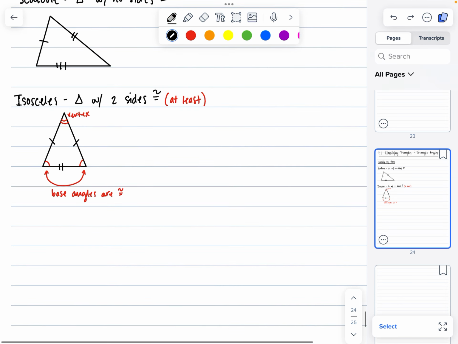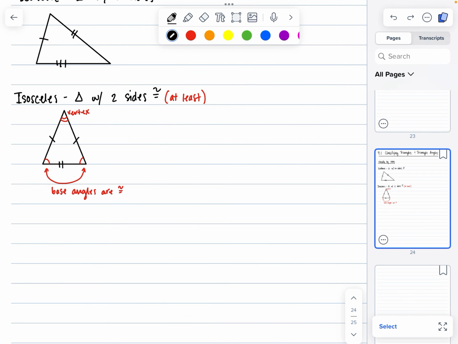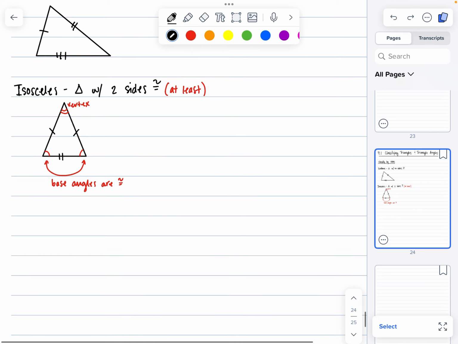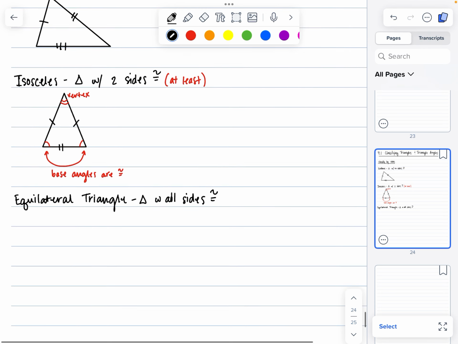Now, the third triangle that we do need to know that's classified by its sides is, when you have 2 sides that are congruent, why not go a third? And that's your equilateral. An equilateral triangle is a triangle with all sides congruent. So it's all 3 sides. So if you want to put the 3 there, you can.